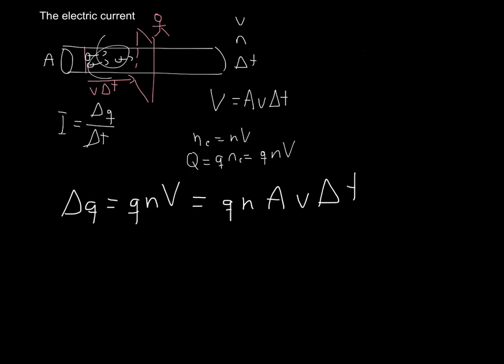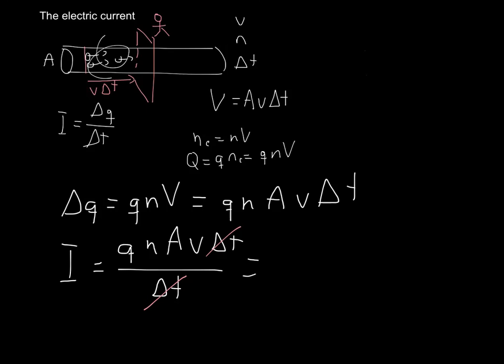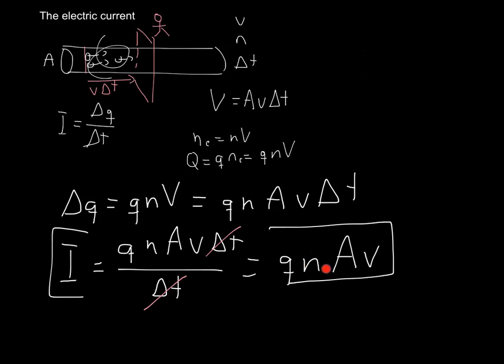Good. And now all I need to do is to plug this into my equation at the beginning. So then the current will be equal to q N A v increment of t divided by increment of t. And because I have two increments of t, they cross out. So that I have I equals q N A v. And this is the equation that gives me the current in terms of the number of electrons per cubic meter, the area of the wire, the drift speed, and the charge of the electron.